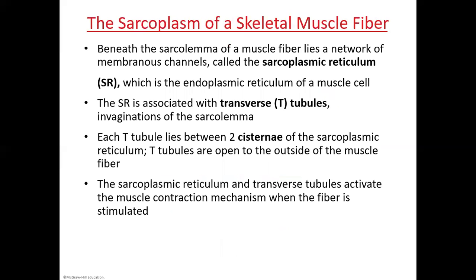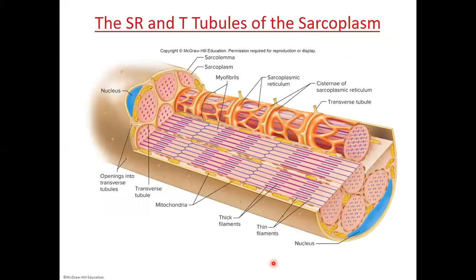Now we're going to zoom out for just a little bit, and we're talking about the skeletal muscle fiber as a whole. Just under the sarcolemma, which is the plasma membrane of the muscle fiber, just deep to it, is a specialized ER, endoplasmic reticulum. It's called a sarcoplasmic reticulum. So it's specialized in that, here it looks like this.